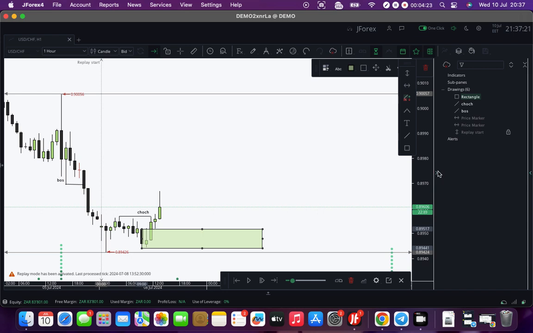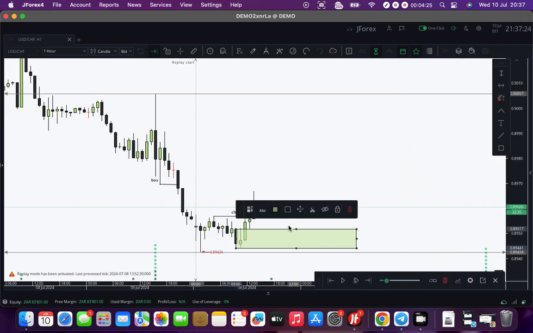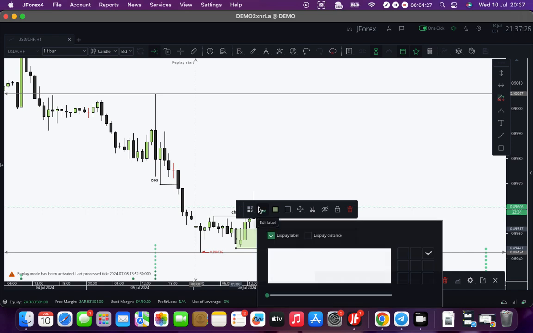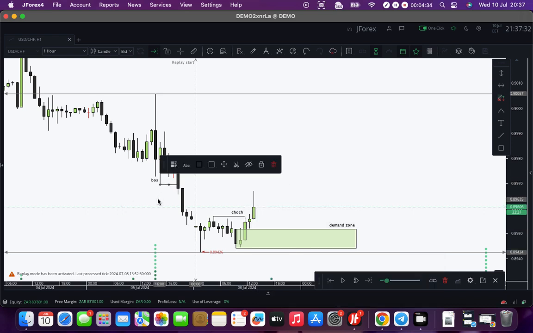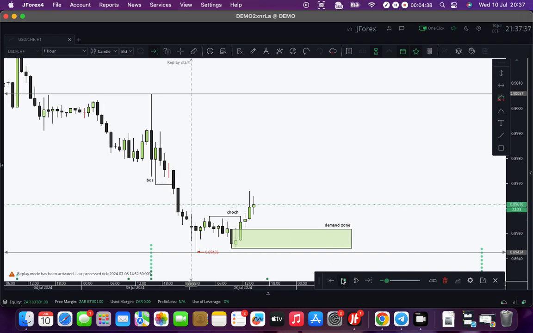You understand? So let's see if the market gives us the pullback that we are waiting for, right? So sorry, let me just write demand zone here for you not to be confused. Demand zone, right? So we have our demand zone here. So let's see how it goes.